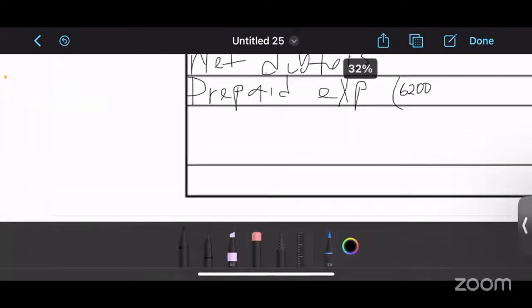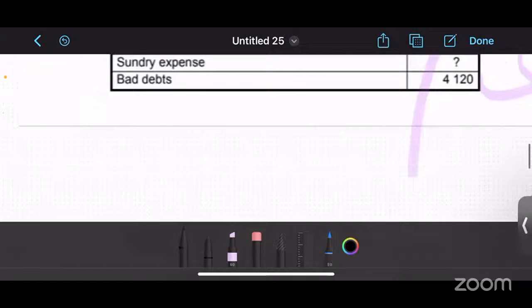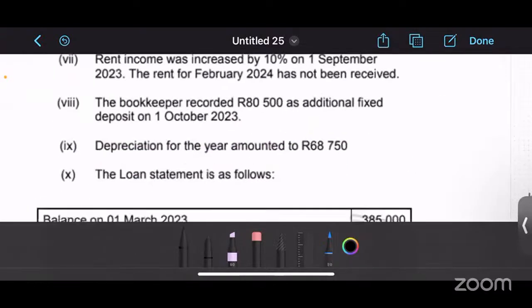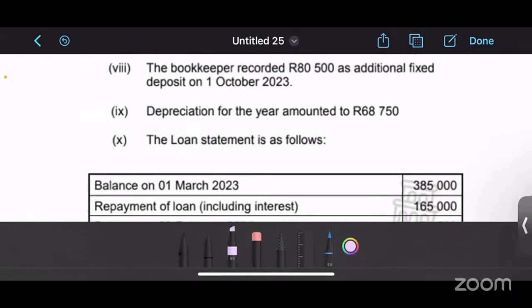Okay, let's go and check if there's any other prepaid expense here. Let's see. Rent income was increased by 10% on 1 September. The rent for February. This is going to be income statement. The bookkeeper recorded 80,500 rands as additional fixed deposit on 1 October 2023. Where do you guys think it's gonna go? What do you guys think? Is this gonna go to the note or not?